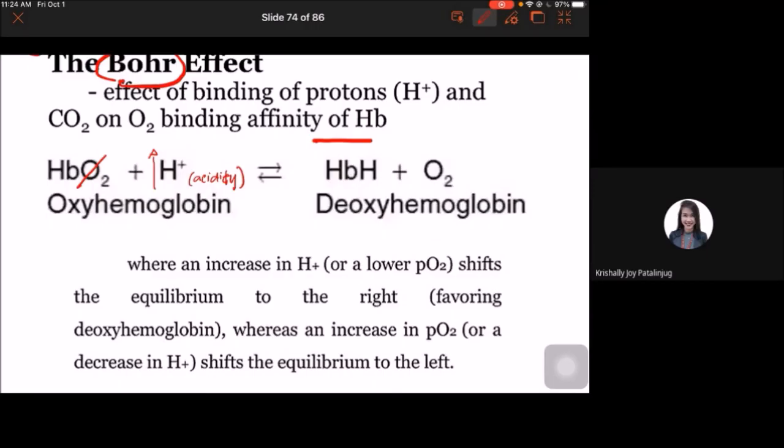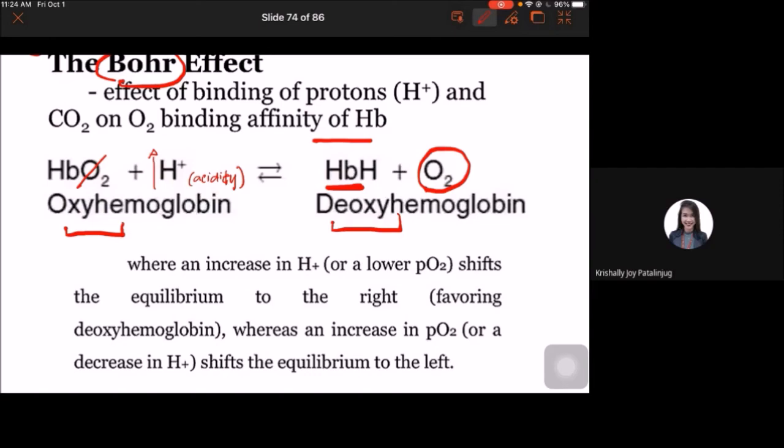Kaya 'di ba, nakalagay dito, you have there an oxyhemoglobin meaning a hemoglobin with a carried oxygen. Kapag may proton present, dinidisplace niya yung oxygen. Kaya sa product side, tingnan, yung oxygen is already unbounded. Free na yung oxygen, unbounded to hemoglobin. Okay? Kaya nung nangyari sa hemoglobin, naging deoxyhemoglobin siya. And 'di ba kapag deoxy, walang oxygen ngayon. Walang oxygen, removed yung oxygen from the hemoglobin. Okay, therefore, kapag deoxyhemoglobin, wala na ngayong oxygen carried si hemoglobin.